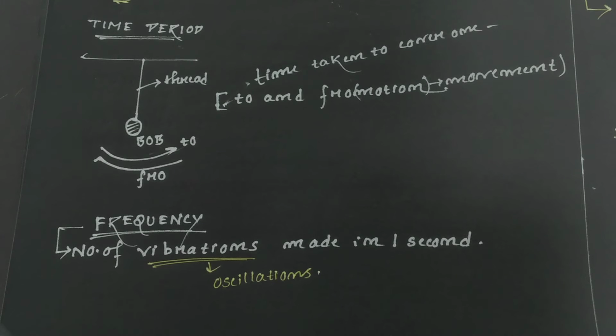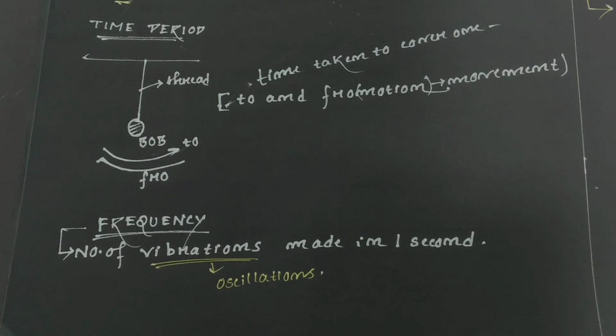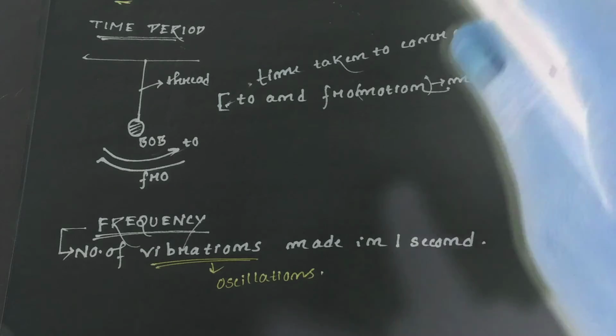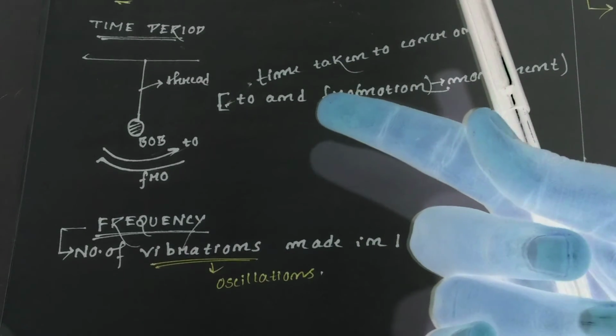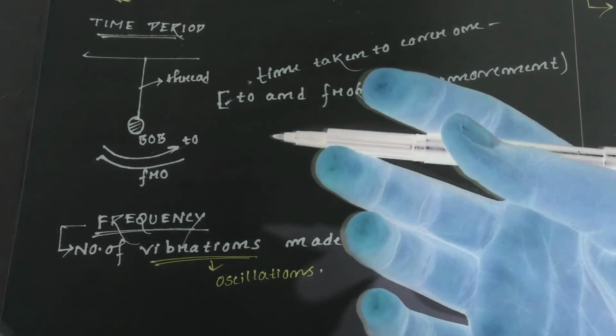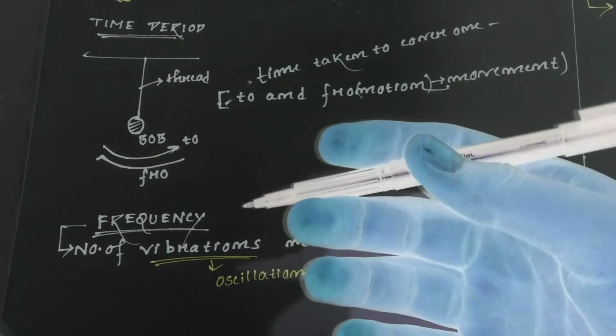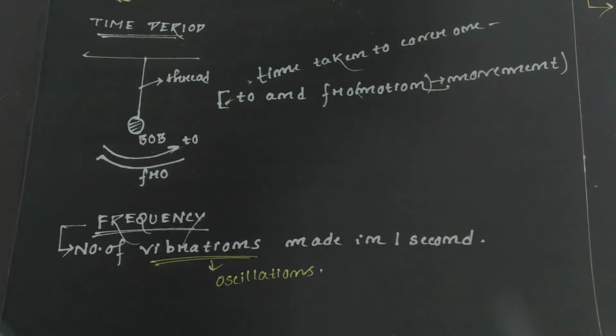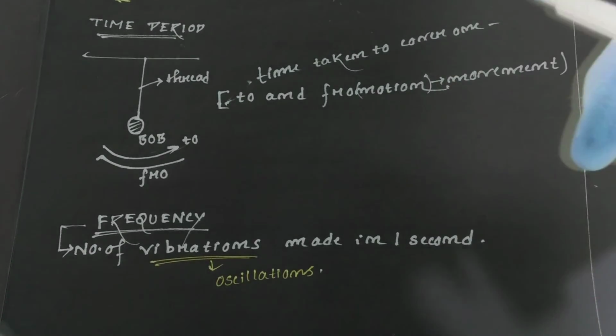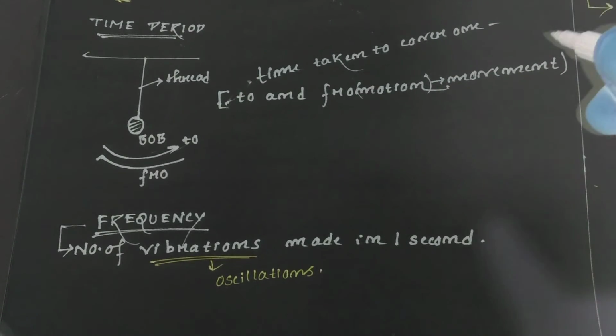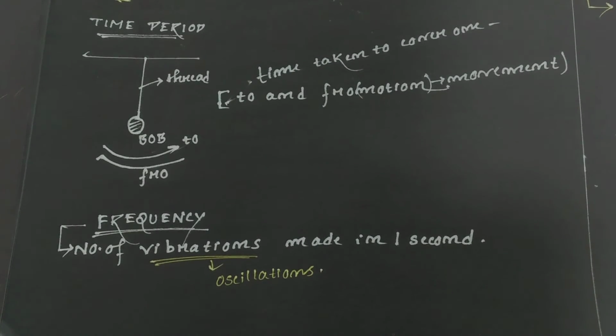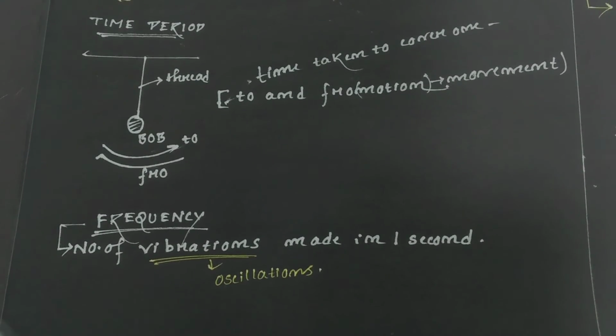Now frequency and time period are very different from each other. They are different on the basis of their definitions. The time period is the time taken to cover one single to and fro movement, whereas the frequency is the number of vibrations made in 1 second. In 1 second, the number of vibrations or oscillations a pendulum makes will be called frequency.